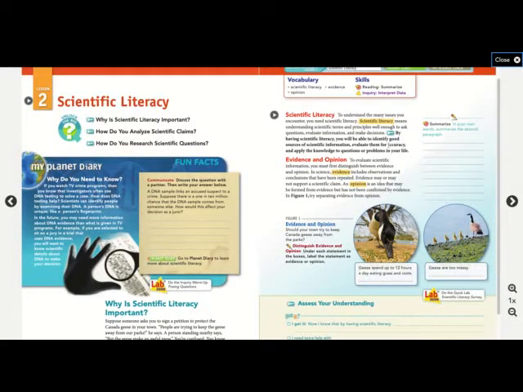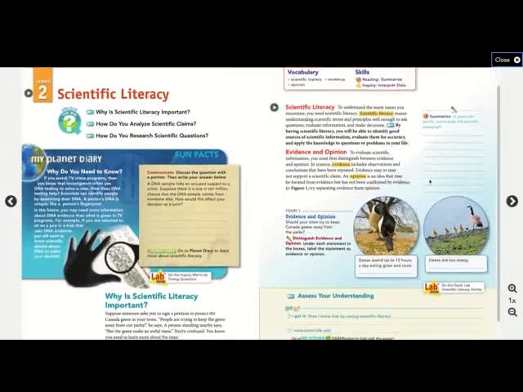Evidence and opinion. To evaluate scientific information, you must first distinguish between evidence and opinion. In science, evidence includes observations and conclusions that have been repeated. Evidence may or may not support a scientific claim. An opinion is an idea that may be formed from evidence but has not been confirmed by evidence. In Figure 1, try separating evidence from opinion.